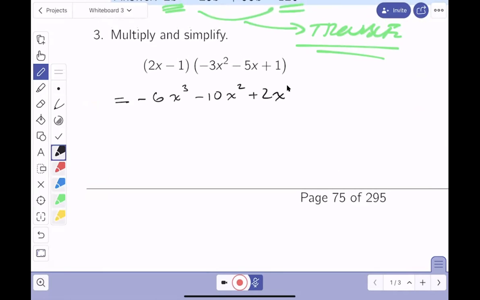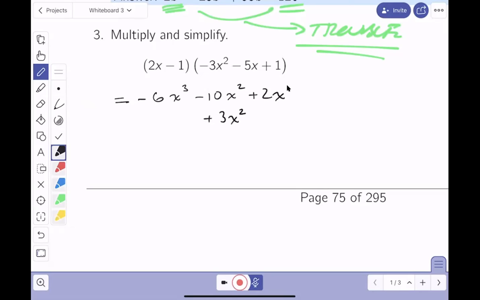I'm going to do another strange thing. I'm not going to do this horizontally. I'm going to do it vertically. I want to line things up. So minus 1 times minus 3x squared is plus 3x squared. Now you notice I put it in a column now. I'm no longer doing it horizontally. I'm doing it vertically. You do it the way you like, though. Don't think one way is better than the other. The outcome should be the same no matter what you do.